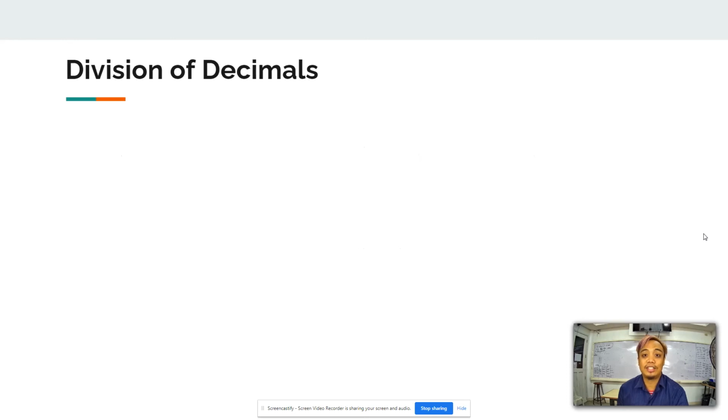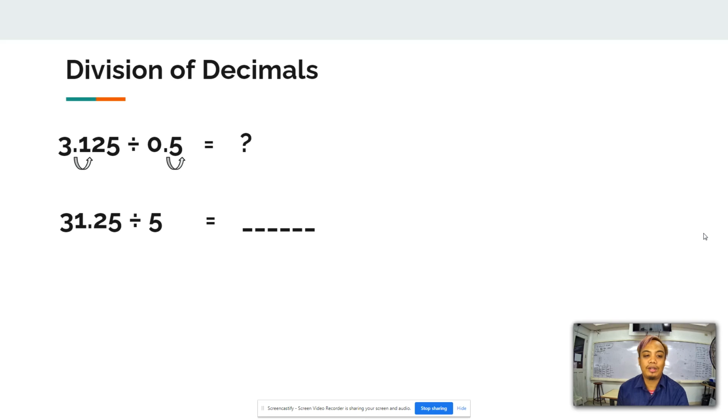Last is division of decimals. Let's say we have 3.125 divided by 0.5. So we will move the decimal places so that we can divide them as if it's a whole number. 31.25 divided by 5 is equal to 6.25.